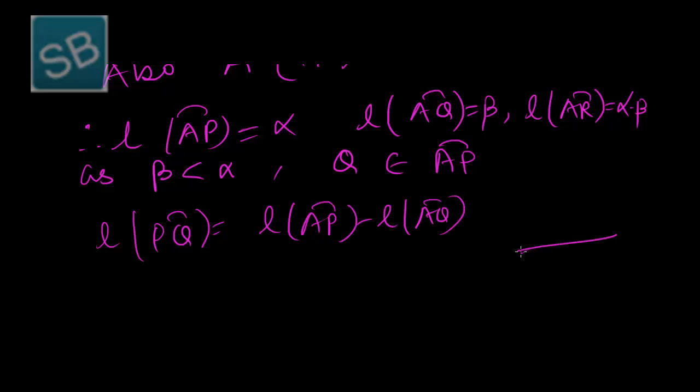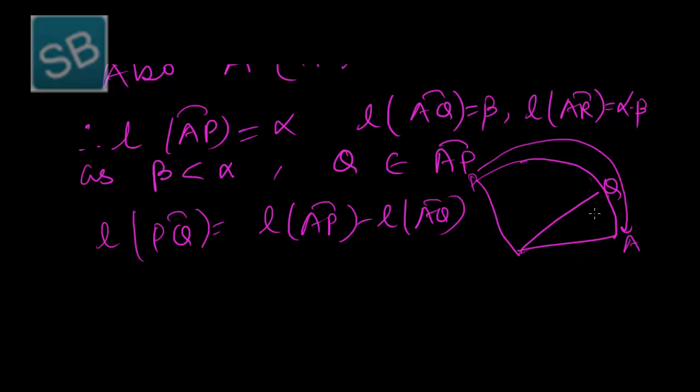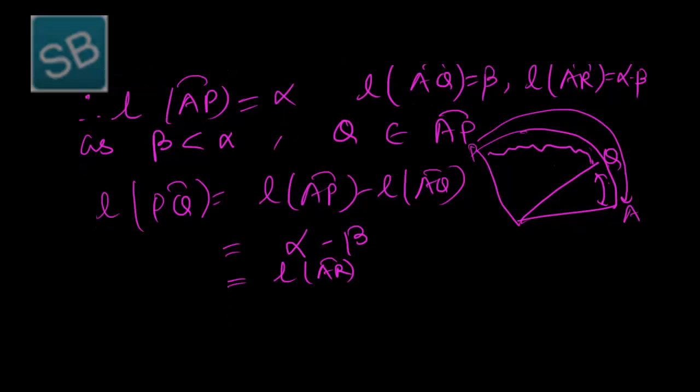Just as this is A, this is P, and Q is lying here. So what is the length of arc PQ? That is AP minus AQ, which gives this length of arc PQ. So it becomes alpha minus beta, since the length of arc AP is alpha and AQ is beta. So it is equal to the length of arc AR, that is alpha minus beta.